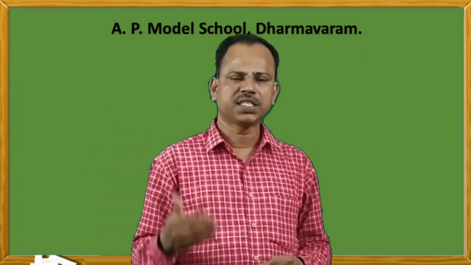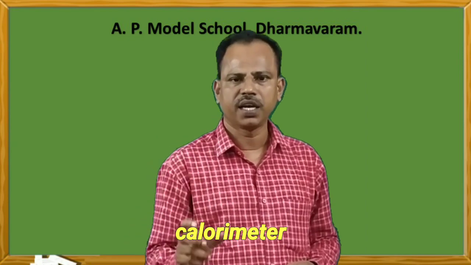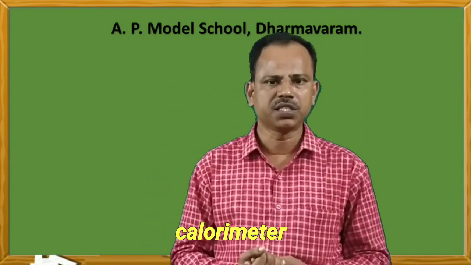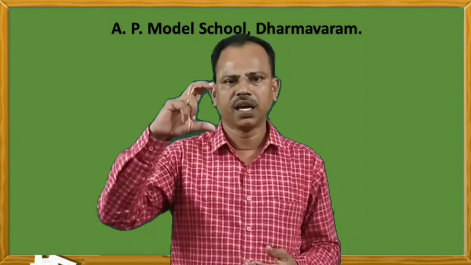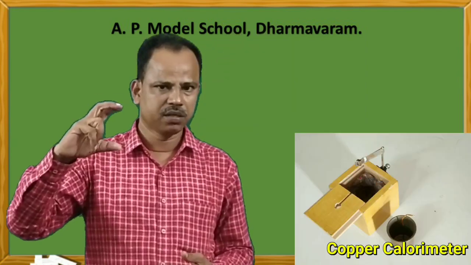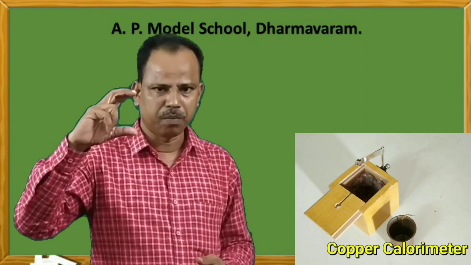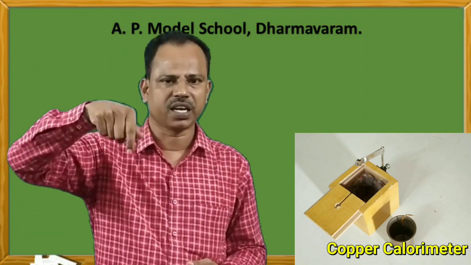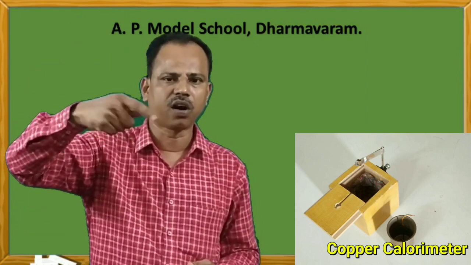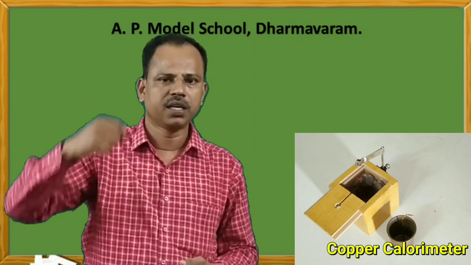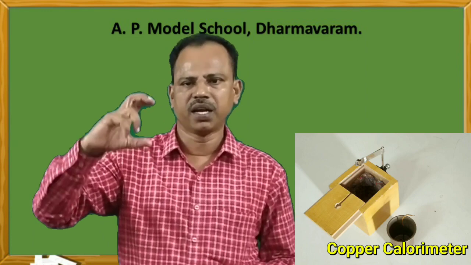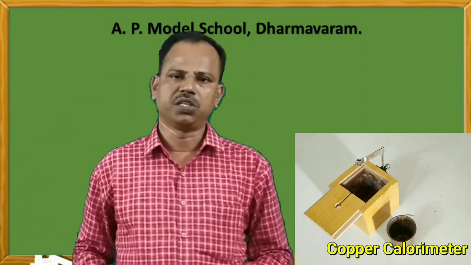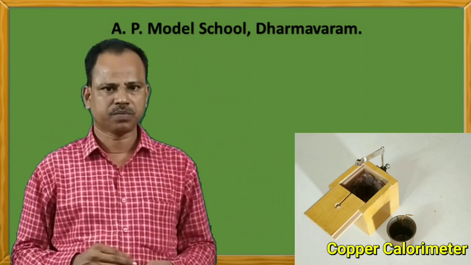Before that, let us understand what a calorimeter is. What is a calorimeter? A calorimeter is basically a copper tumbler. It has a stirrer, a spoon-like or rod-like structure to stir. So its name is stirrer. So this copper tumbler along with that stirrer is called a calorimeter.